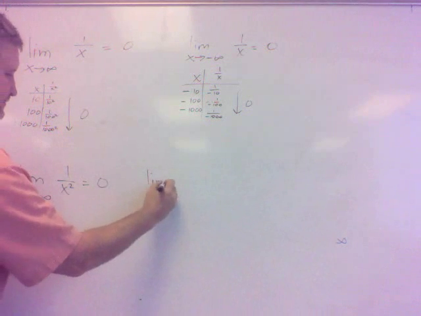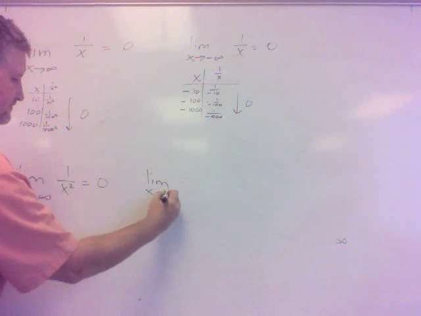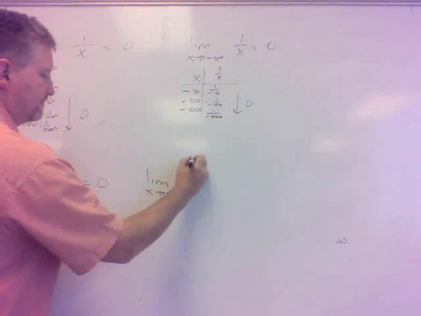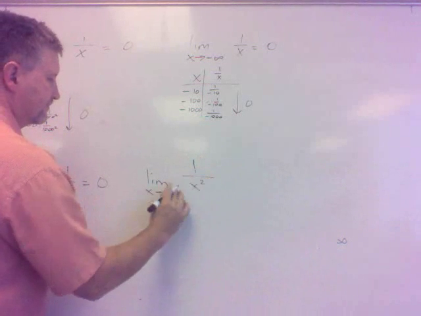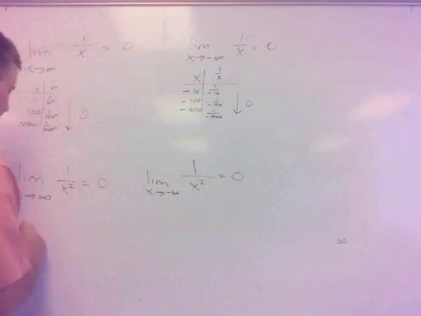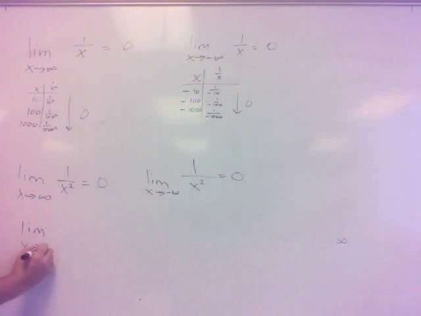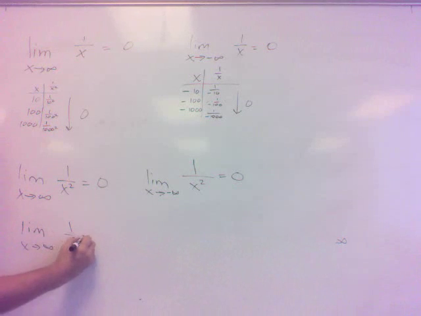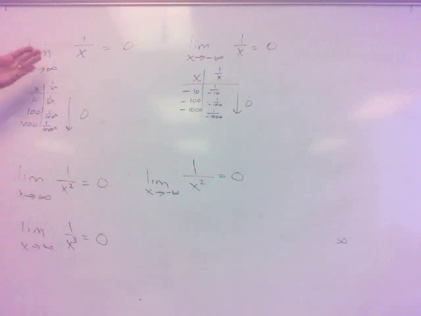I think you get the idea here. If you go to negative infinity of 1 over x squared, that's still 0. If you do the limit as x goes to infinity of 1 over x cubed, that's 0. Anytime you have 1 over the variable to a power, or just x, the limit as x goes to infinity is 0. That's an important little note.